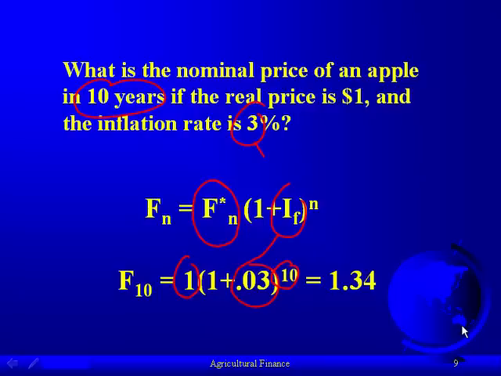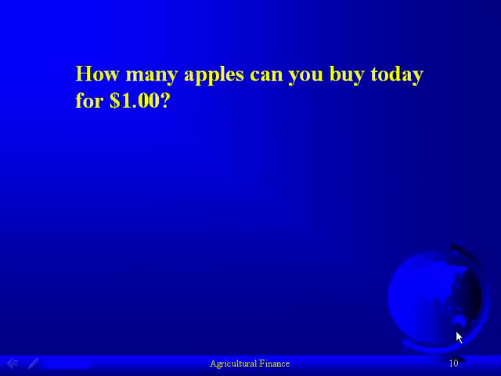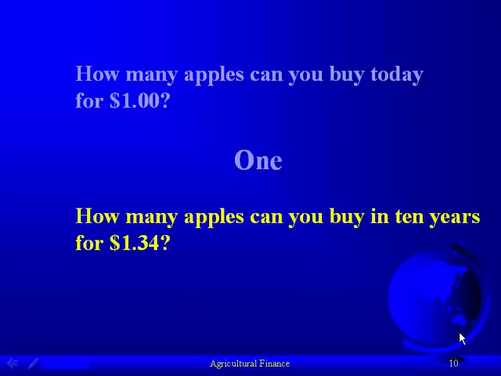But if you remove all that inflationary effect, okay, the relative price has stayed the same. It's still going to cost you $1 in today's dollars to buy that apple. How many apples can you buy today for $1? How many apples can you buy in 10 years for $1.34? Okay, again, we're holding the relative prices the same. We're just looking at inflationary increases.